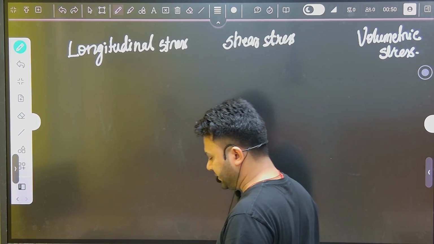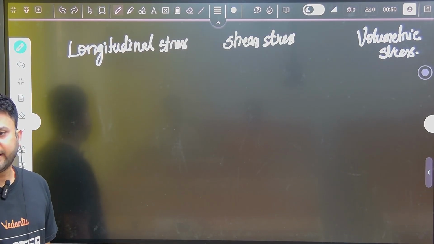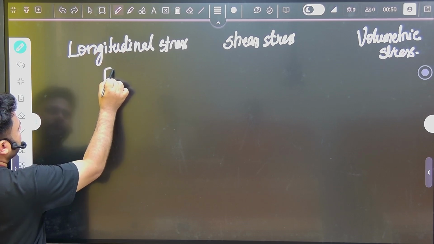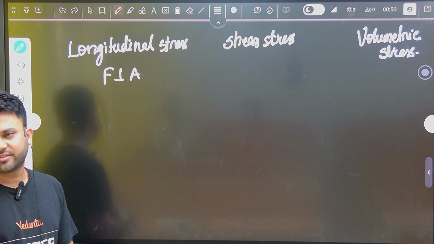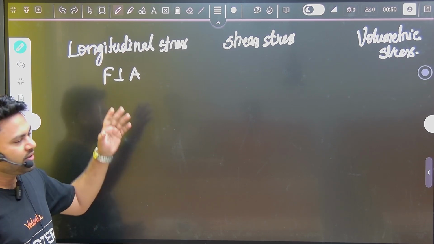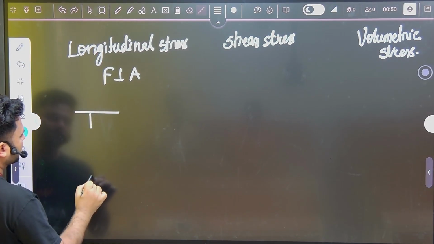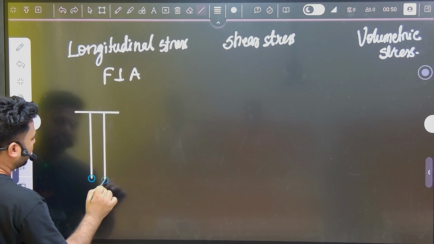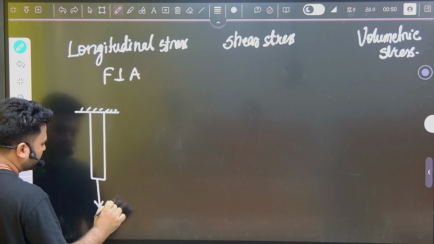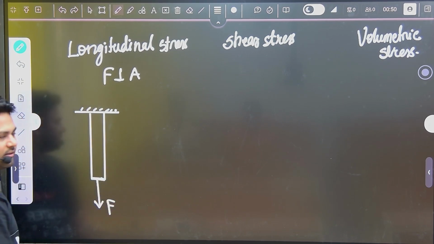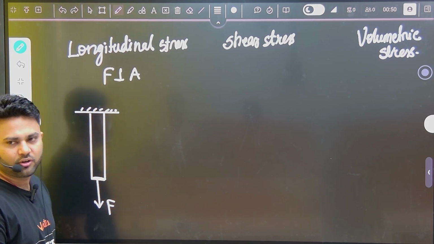Now what are these things? See, whenever you are applying force and that force is perpendicular to the area, then in these cases the stress developed is called longitudinal stress. Like for example, the example that I took: suppose this is the cable and you are applying force. This force is perpendicular to this area, so this kind of stress is called longitudinal stress.